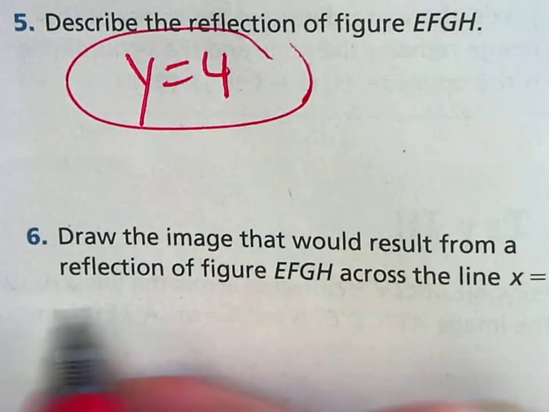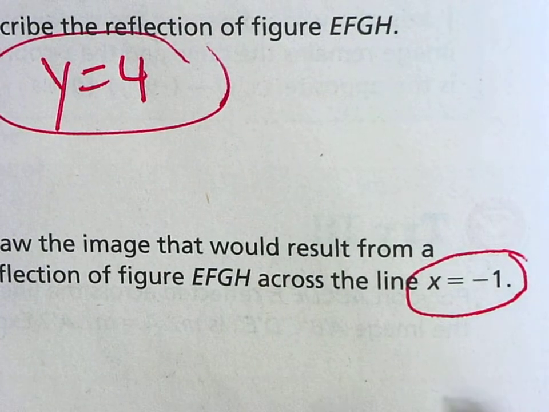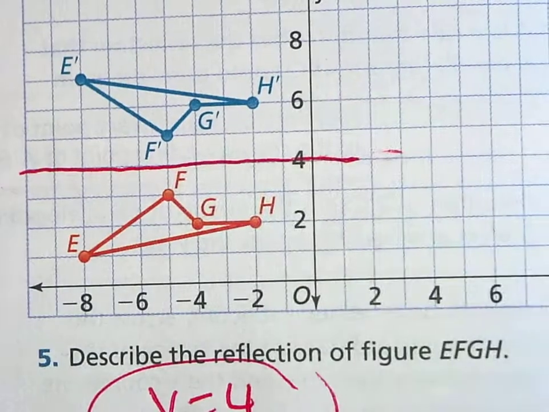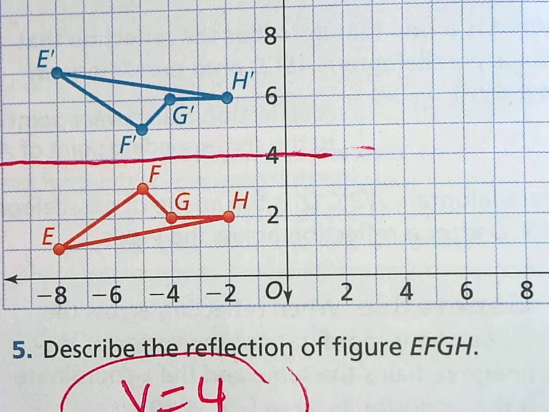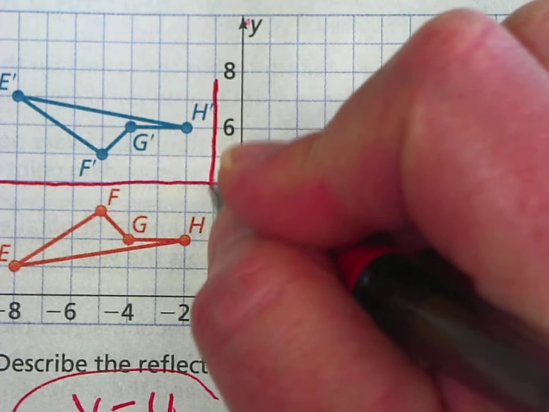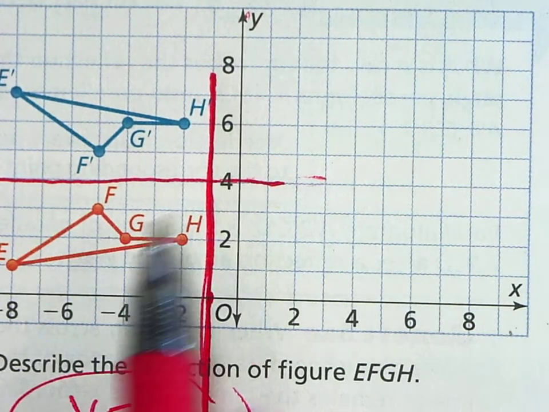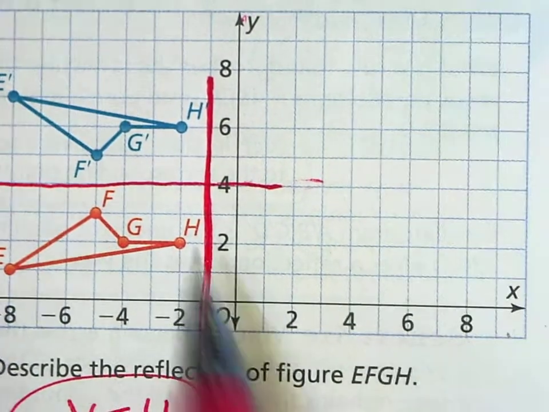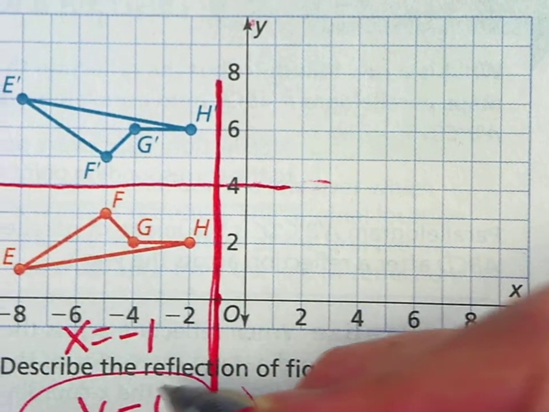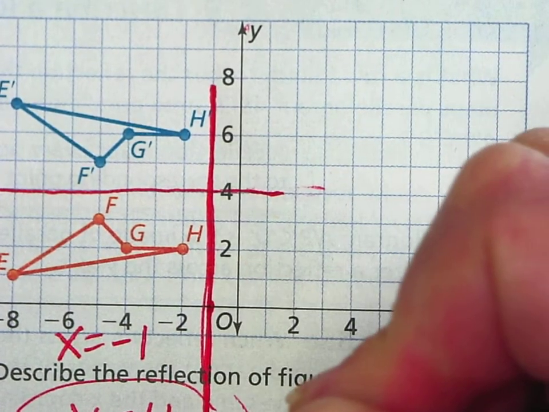Draw the image that would result from the reflection of figure EFGH across the line x equals -1. So this time it's asking you to reflect that figure over the line x equals -1. So what you do is find -1 on the x-axis, here's -1, and you draw a line across that. Now I'm going to reflect this red figure over that line right there. Again, it was x equals -1, that was the line they were telling you to reflect across. So I find -1 on the x-axis and draw a line across it. That would be my new center line.